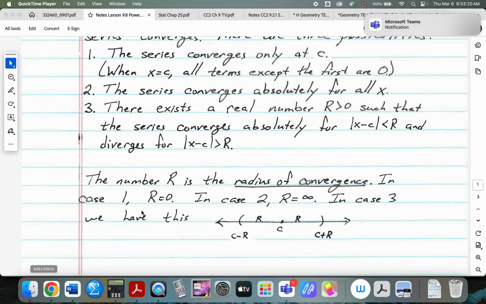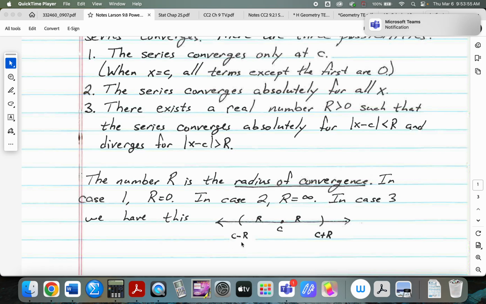So in the first case, r is equal to 0. There is no radius. It's just a single point. In the second case, r is infinite. I can go infinitely to either side of the centering. But in case 3, we have something that looks like this. Here's our centering point, and if we go r to either side of that centering point, everything inside of this will converge, and everything outside of that will diverge.